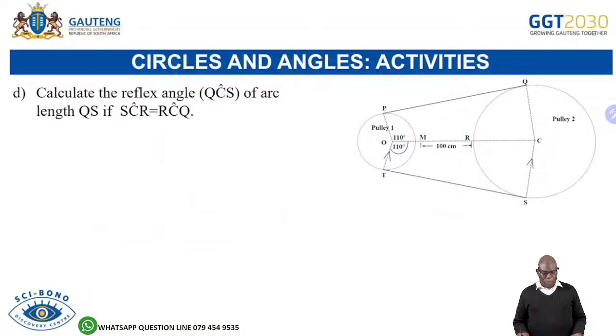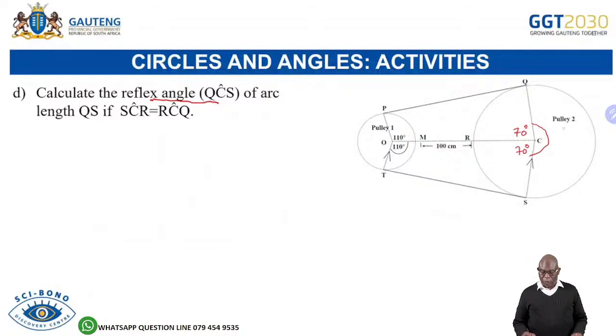D. Now they say calculate the reflex angle QS. You see, that angle we know it's 70. That we know it's 70. They need the reflex angle. Can you see the words that I use there? Very important that you also understand the terminology. Reflex angle: an angle which is more than 180 degrees.